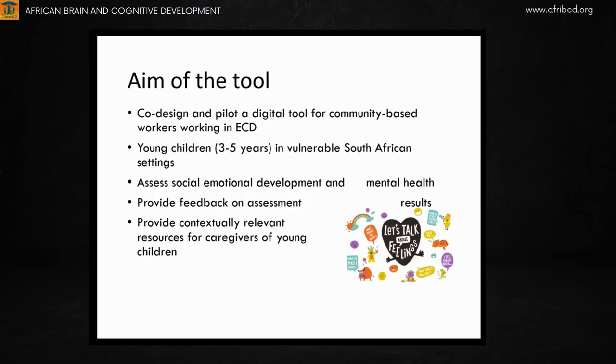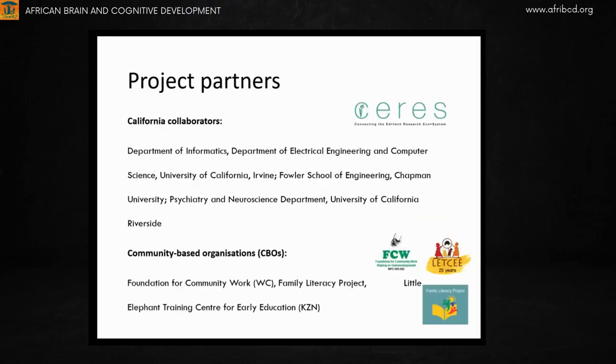And then in addition to that, provide some contextually relevant resources for caregivers of young children, not to replace professional services, but to really build from the community up some awareness and literacy around some of these issues. And many of the topics that were discussed earlier in terms of harsh parenting, in terms of structural violence, these are things that are really risks for early childhood development in vulnerable settings in South Africa.